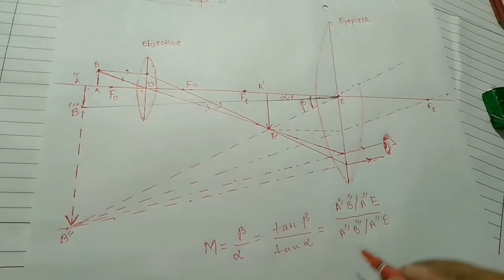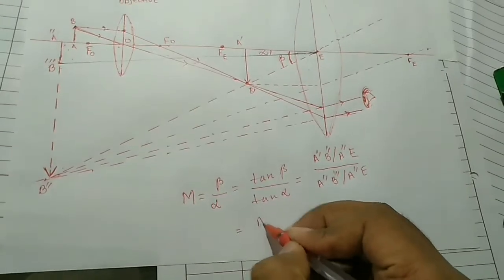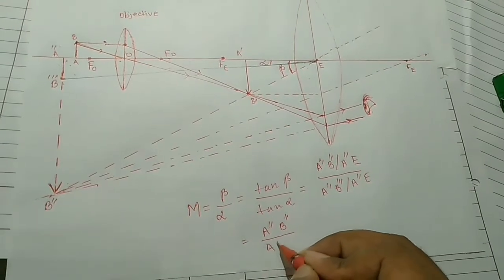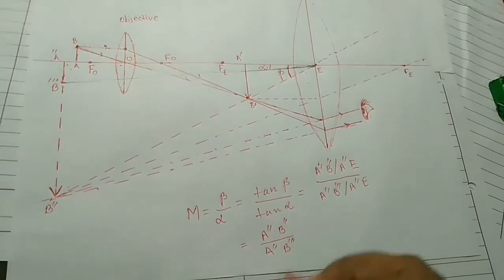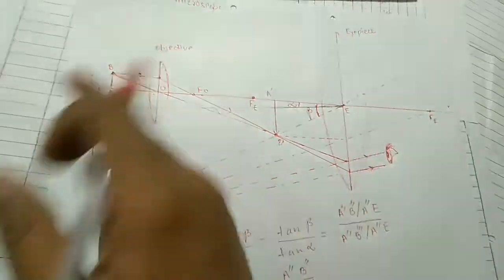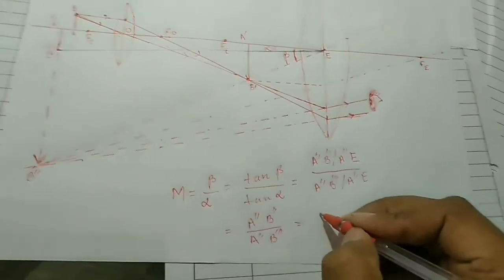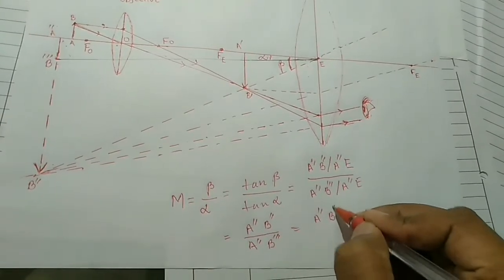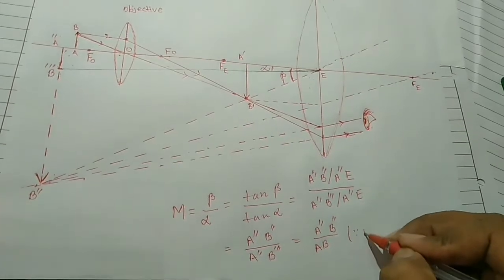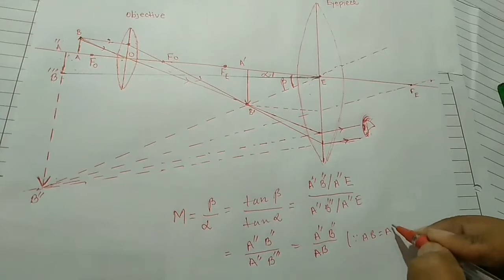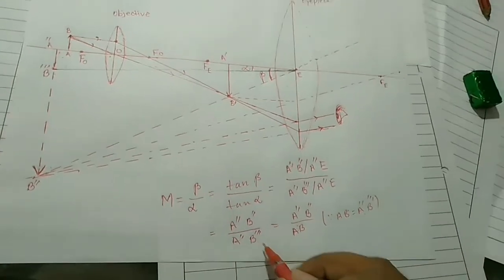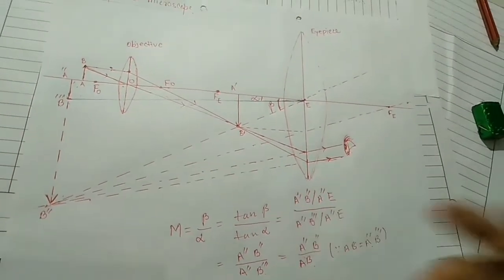Now you can see A double dash E can be cancelled. So what can it be written further? A double dash B double dash upon A double dash B triple dash. And as said, this A double dash B triple dash is equal to what? AB. I'm just turning back to that point. So I can write here A double dash B double dash upon AB. We can say here, since AB is equal to A double dash B triple dash, that is why I have changed again from A double dash B triple dash to AB again.